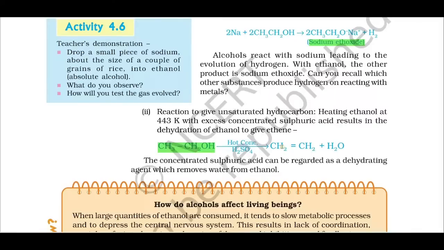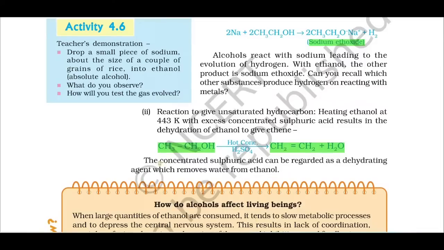sulfuric acid results in the formation of the respective unsaturated compound. Here the ethanol is converted into ethene. Very important reaction. Ethanol is converted into ethene in the presence of concentrated sulfuric acid, and it should also be heated. On heating, ethanol in the presence of concentrated sulfuric acid results in the formation of ethene.